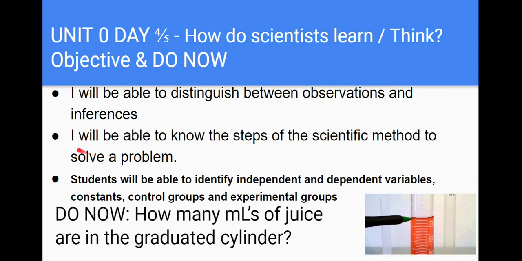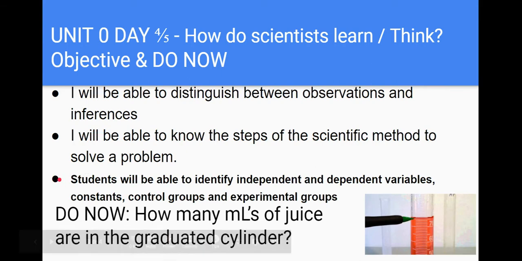Okay? The second goal for you is that you will be able to know the steps of the scientific method to solve a problem. So if I present you with a problem, for instance, why are the leaves on a tree green? You would be able to use the steps of the scientific method to figure out a reason for the leaves on the tree being green.